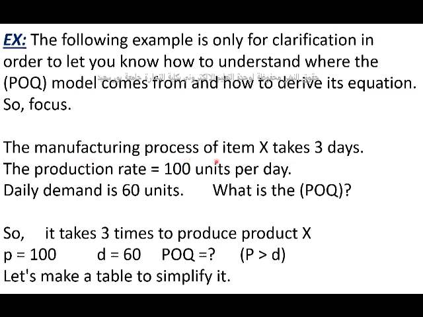Manufacturing process of an item takes 3 days. The production rate is 100 units per day. Daily demand is 60 units. What is POQ? It takes 3 days to produce product X. P is 100, D is 60, POQ equals... See next slide.